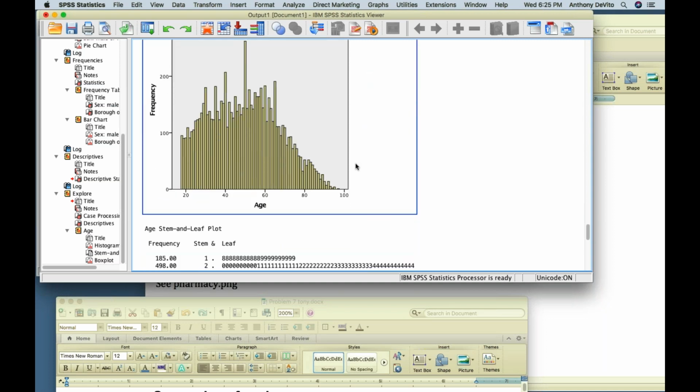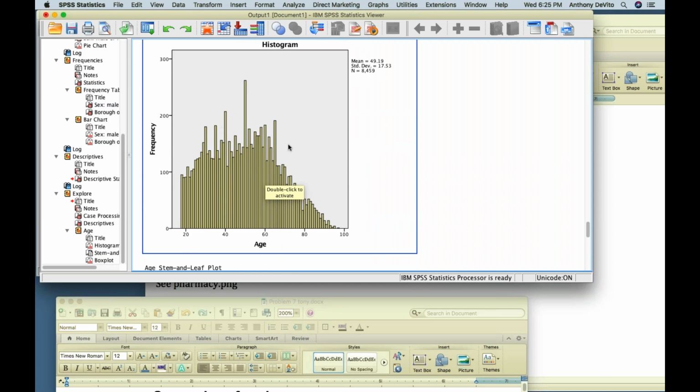Okay, so let's take a look at our histogram. Here's our histogram. Each one of these bars represents a range of ages, right? These are called bins. Each one of these might be 20 to 22, 22 to 24, and so on and so forth. And it looks fairly normally distributed.